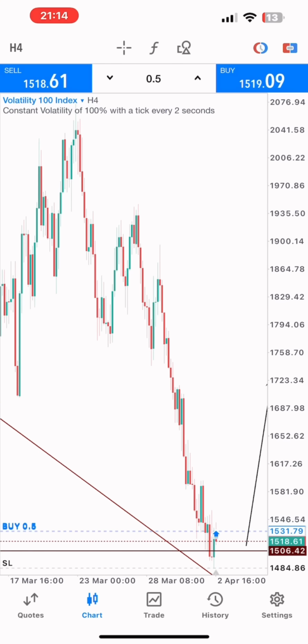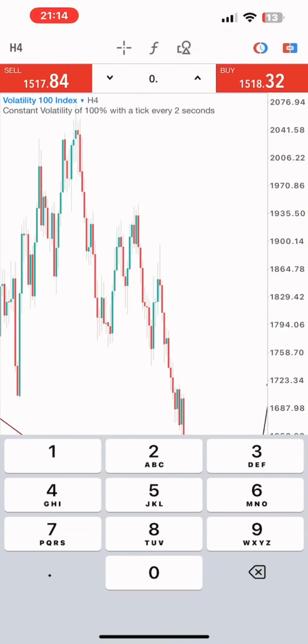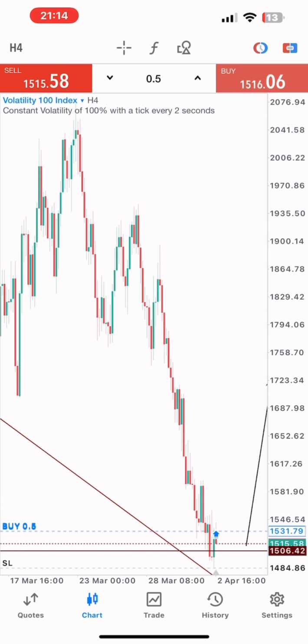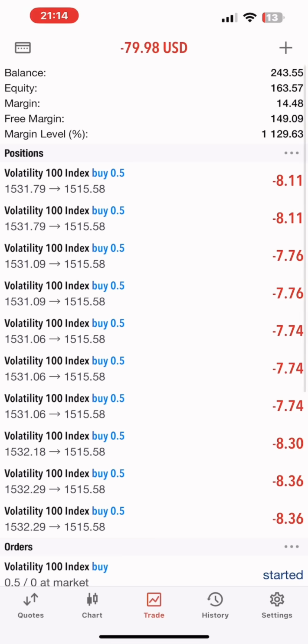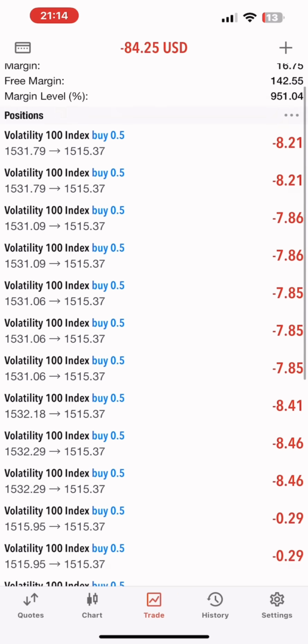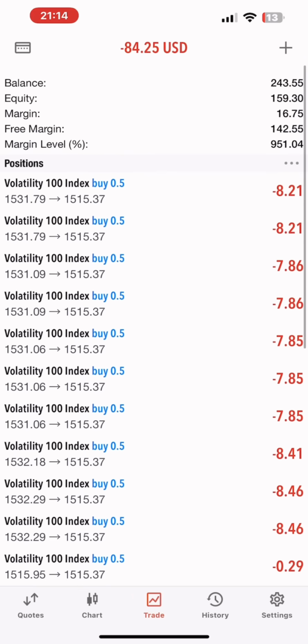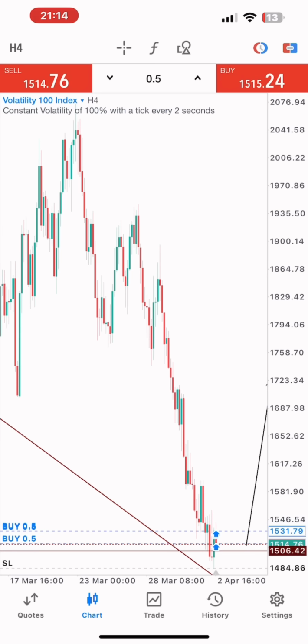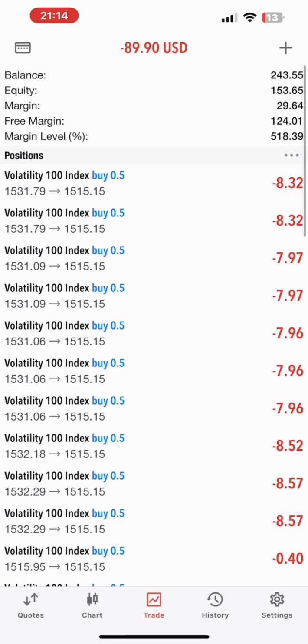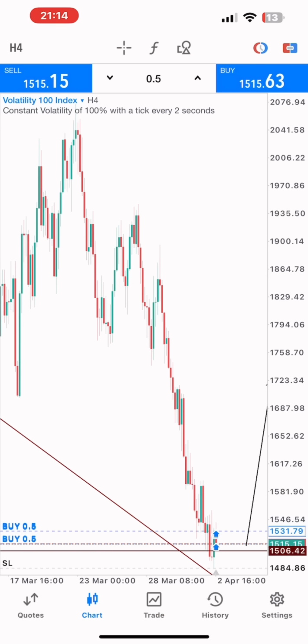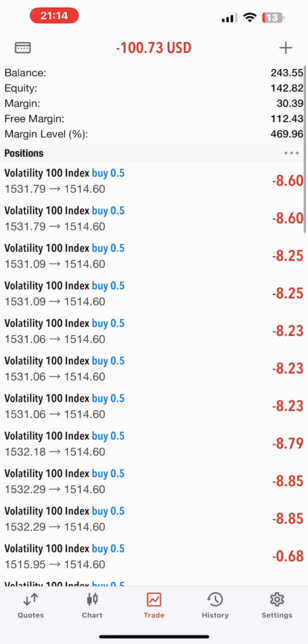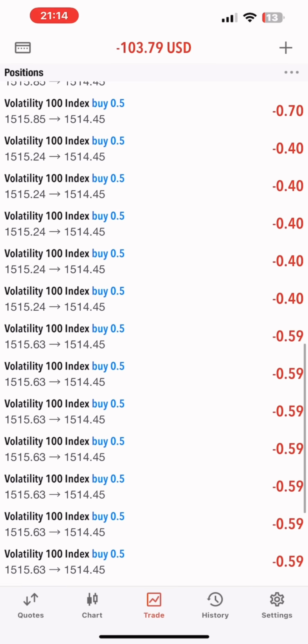Well, I made a mistake on volatility 100. The setup is correct, but the entry is a little bit late. I should have waited for the market to make a retracement and then entered. But anyway, it is what it is. Let me add more positions. Get rich or die trying.